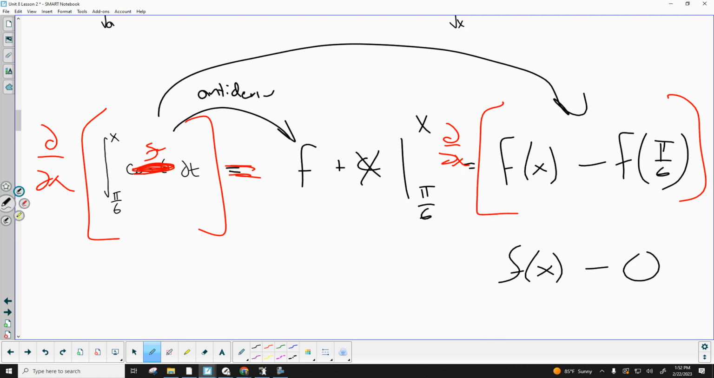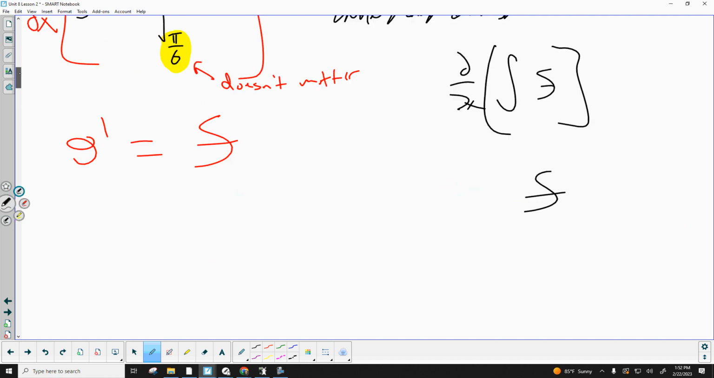This might not make sense to you right now, but I'm going to show you another way to do it. But this is how I'm going to try to prove to you one way that if you take a derivative of an integral, this doesn't matter, it'll just go away, you'll just get f. Go back to this previous example, okay?